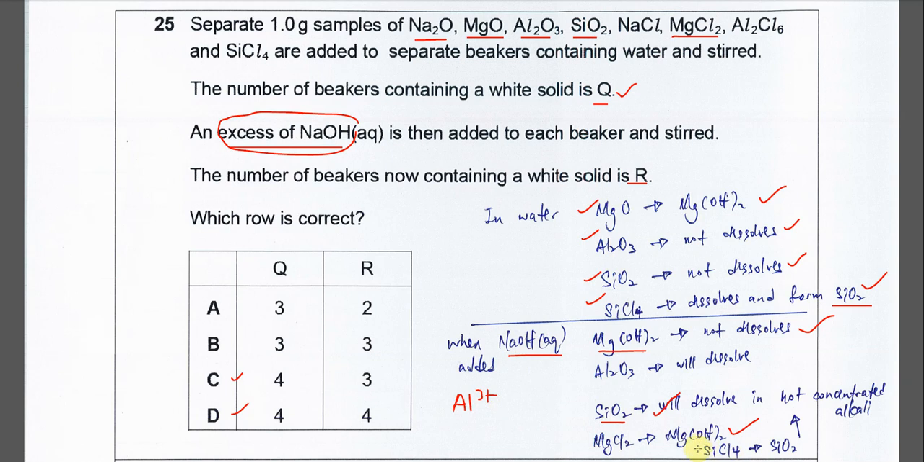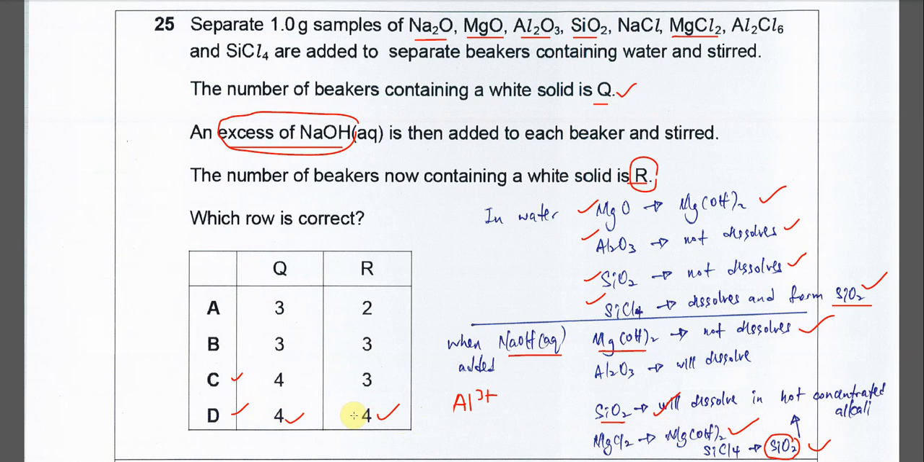And the SiCl4, when we add sodium hydroxide into the SiCl4, it will form white precipitate like I said just now, and also it will not dissolve in the excess sodium hydroxide. So this one will form white precipitate or white solid. So it means the R number will be 1, 2, 3, 4. The answer is D, 4, 4 for Q and R.